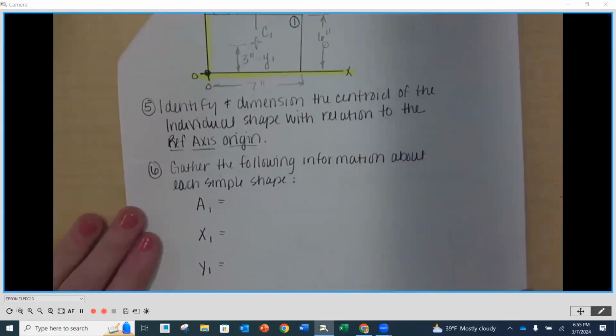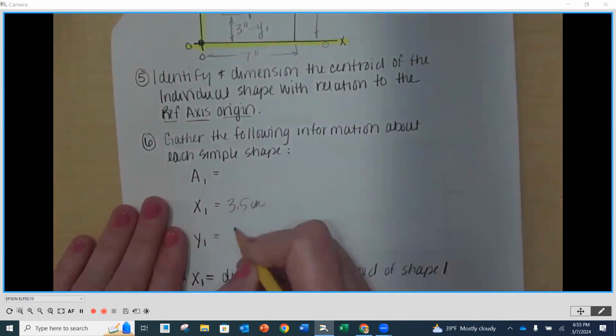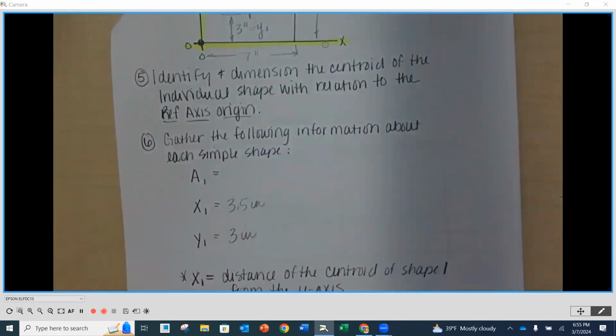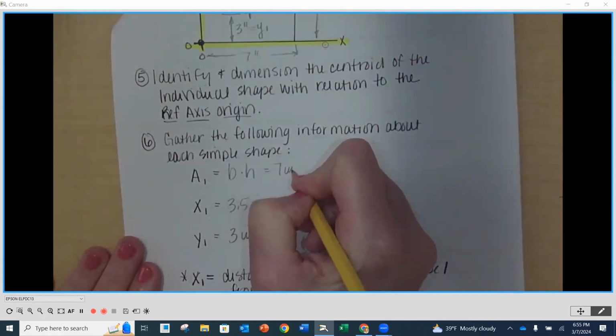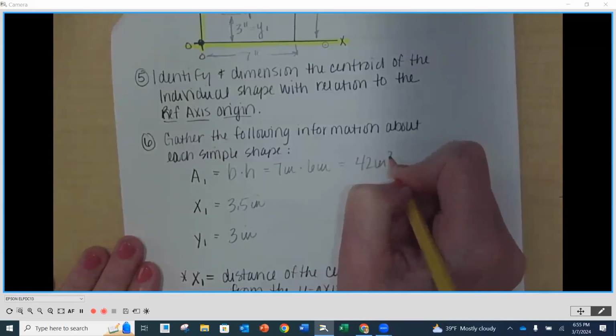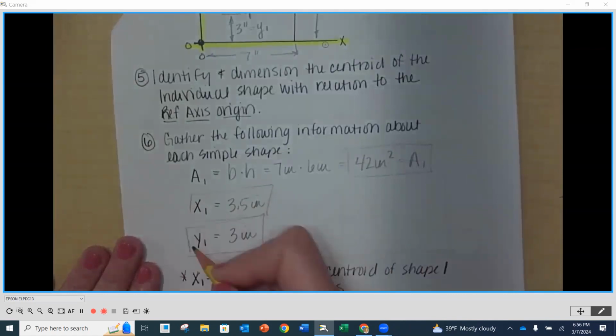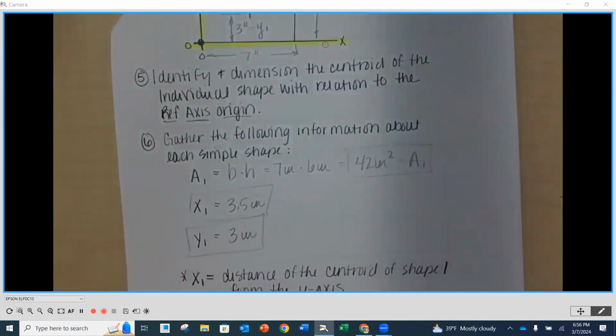So as we go down here, you're going to notice that we want to gather the following information. So our X1 is going to be 3.5 inches and our Y1 is going to be 3 inches. We also need our area. Our area we know is going to be base times height. We know the base to be 7 inches and we know our height to be 6 inches. So our area is going to be 42 inches squared. So I'm just going to put this as A1. Okay. So these are the 3 pieces of information that we need for each one of our shapes.